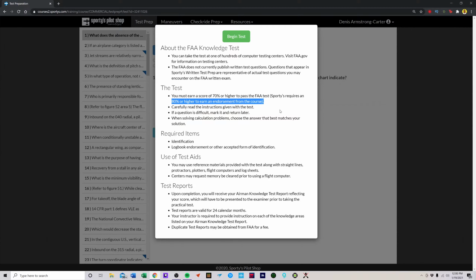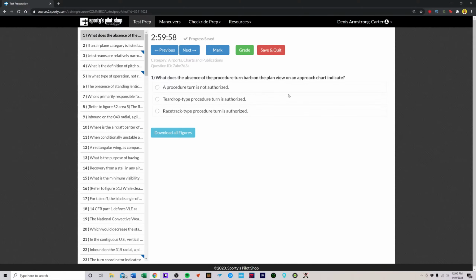Carefully read instructions given on the test. You need an identification and a logbook endorsement from it. All right, so you need all that stuff. So we're going to try to get an 80 today. We're going to try to get higher. So let's go ahead and start without further ado. You get 3 hours for a commercial test. So we're going to go ahead and start right here, guys.